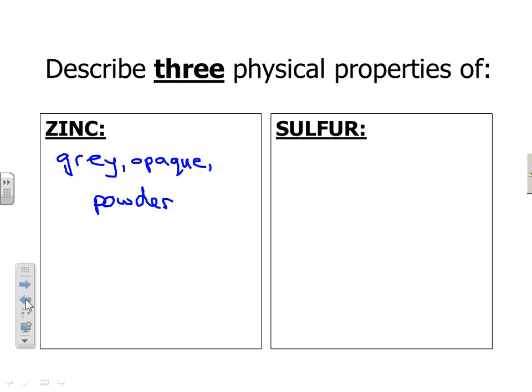Sulfur, what do we have for sulfur? Somebody have an answer there? Jessica, you got something for sulfur? Did you look at it, write it down? No? Anybody? Somebody? It's right here.